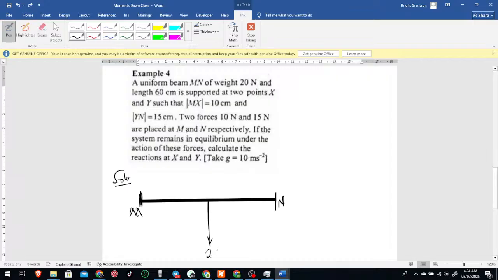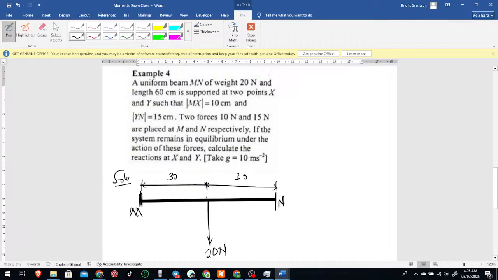So learning how to draw the diagram is very important. The reason why the weight has to be in the middle is because it's uniform. So the center of gravity is in the middle, right? It has length 60. That means the midpoint here will be what? 30, 30. Are we okay?